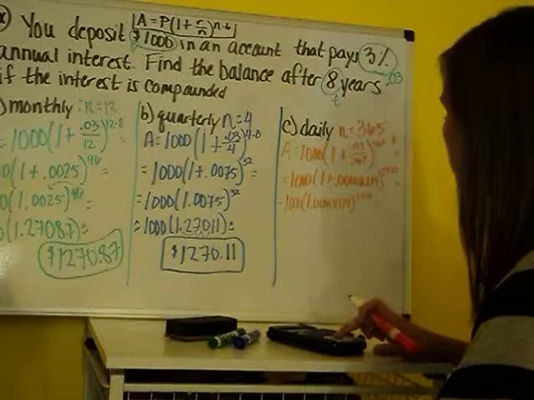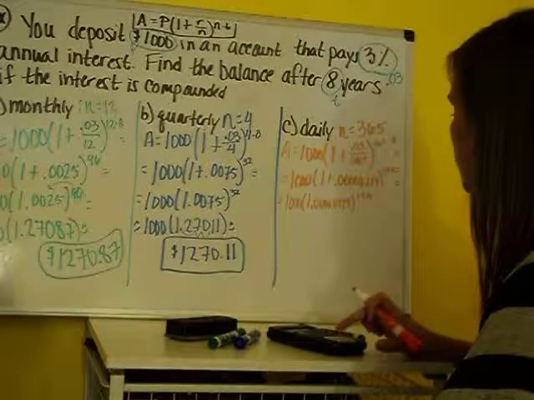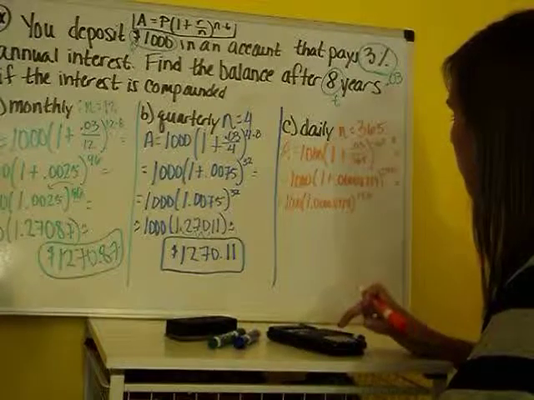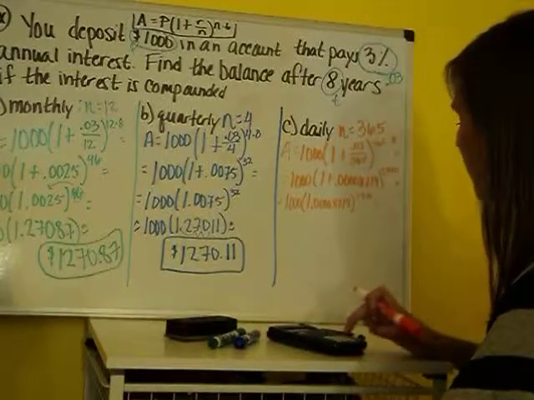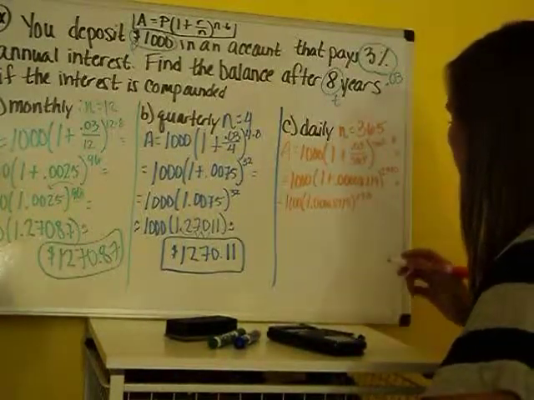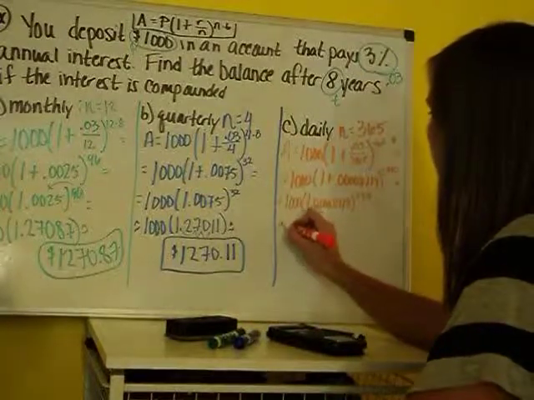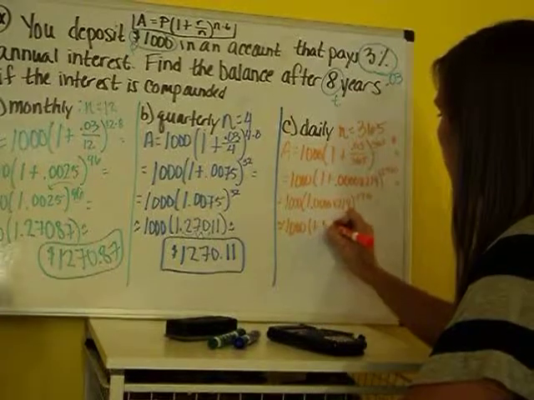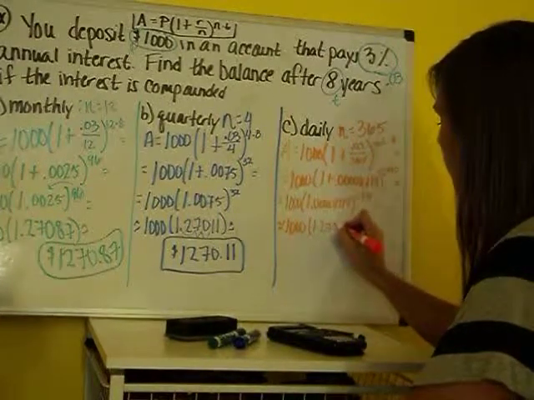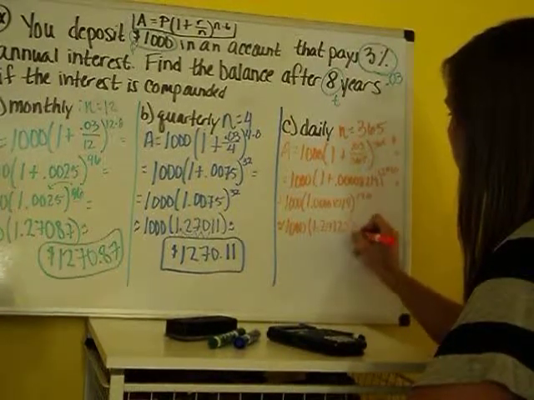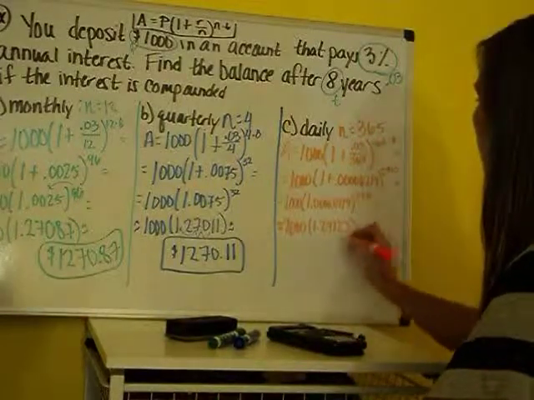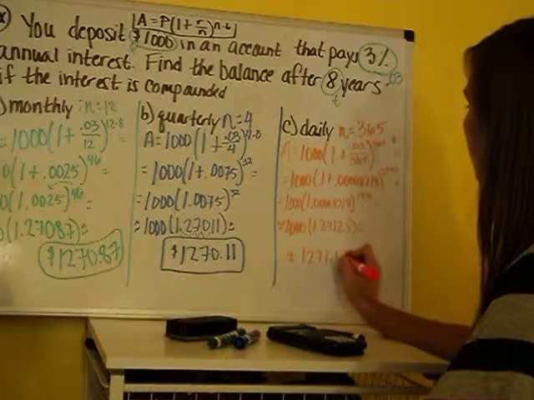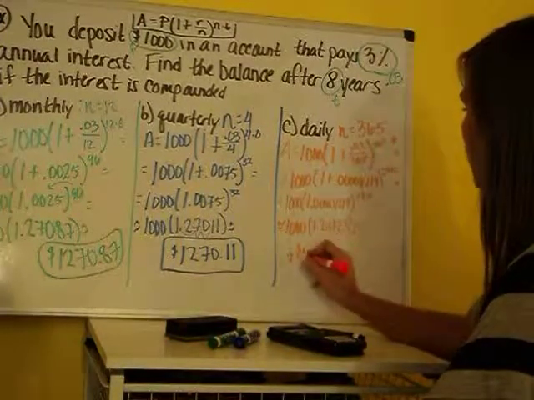Using our exponents, we take 1.00008219 to the 2,920th power, which is going to give us approximately 1.27123, which will give us $1,271.23.